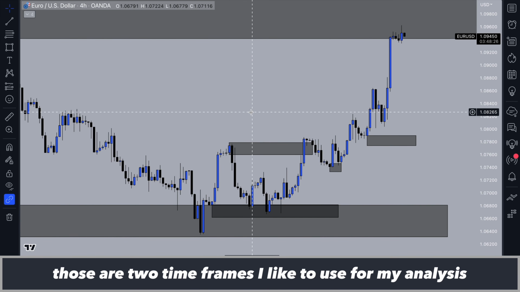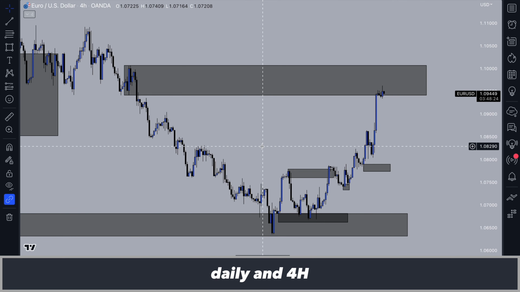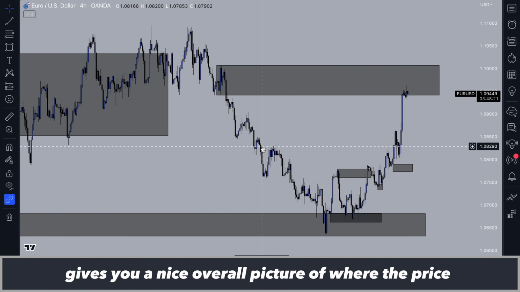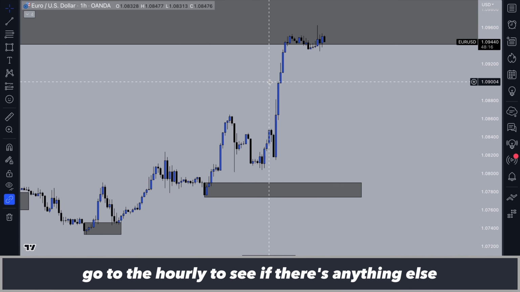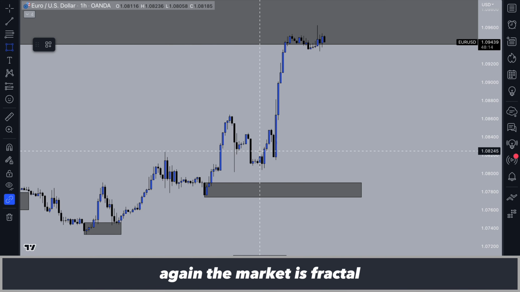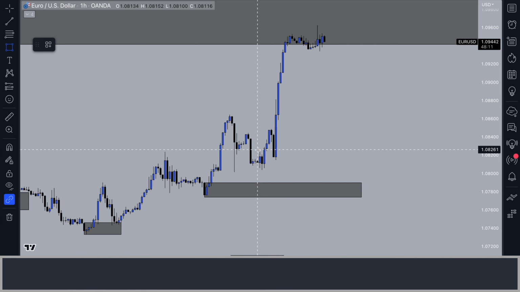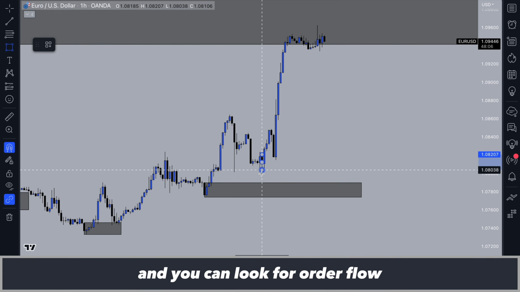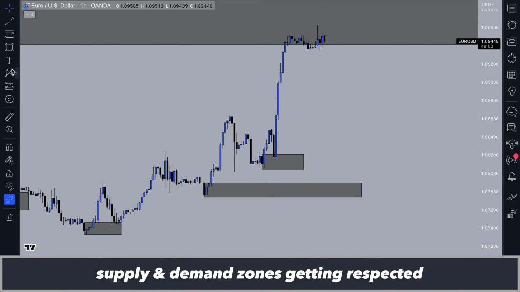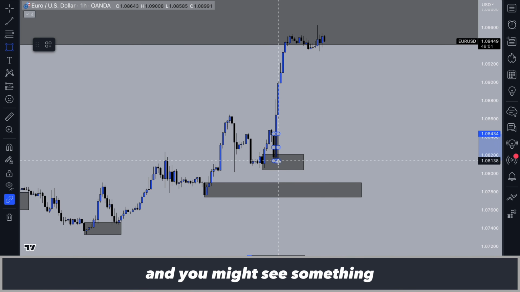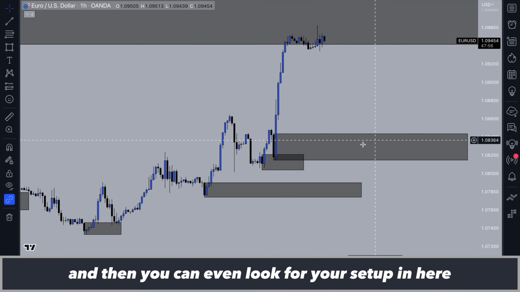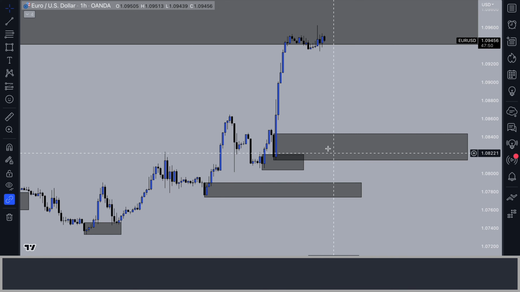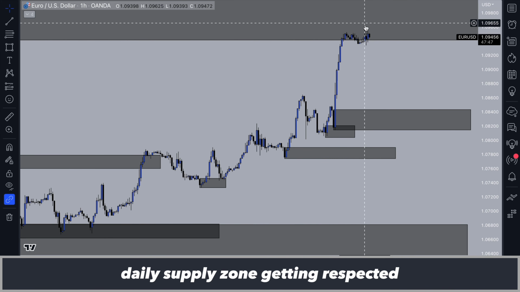So those are the two timeframes that I like to use for my analysis. The daily and the 4-hour gives you a nice overall picture of where the price is going, and you can move down the timeframes, go to the hourly to see if there's anything else. Again, the markets are fractal, so whatever you see on the daily, you can see on the 4-hour and on the hour. They're all going to look similar, and you can look for order flow, supply and demand zones getting respected, and you might see something pull back to this hourly demand zone, and then you could even look for your setup on a lower time frame if you wanted to really refine it. But just be careful about this daily supply zone getting respected.